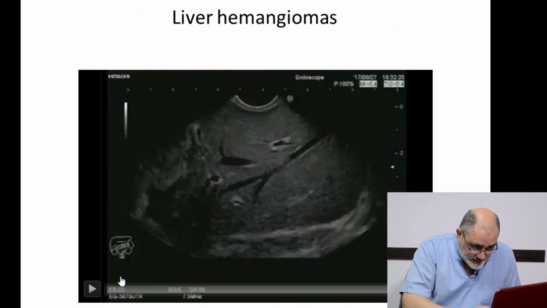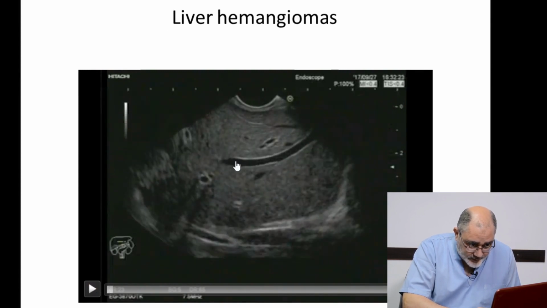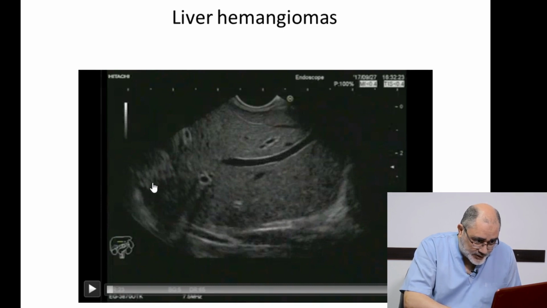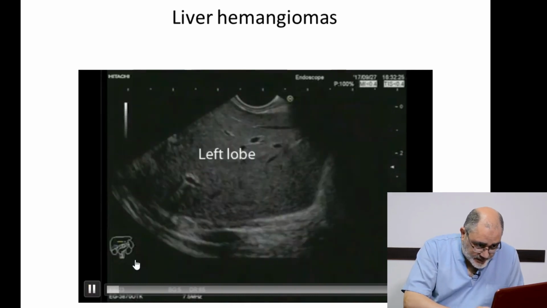This is another nice case. Here this is the left portal vein. By anticlockwise rotation, we can locate the left portal vein very nicely, and the segment above is segment 2 and the segment below is segment 3, and this is the left crus of the diaphragm. And here we notice that there is a large mass. This mass is centered between segment 2 and segment 3. Part of the mass is in segment 2 and part of the mass is in segment 3. This is the left lobe, segment 2 and segment 3.